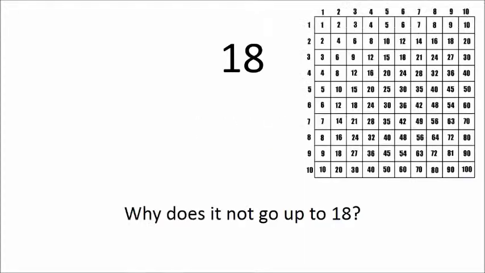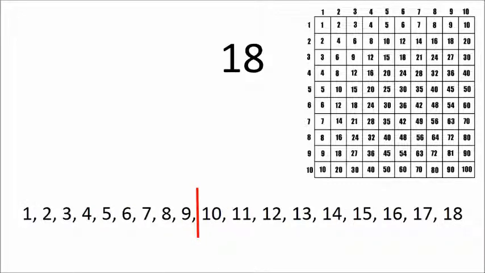So the next one, we're going to have 18. Well, why are we using a multiplication table that doesn't go up to 18? Well, you don't need to go all the way up to that number. You're going to find out in a second. All we need to do is go halfway. So I'm putting a line by 9 because we're not going to go past that one other than 18.